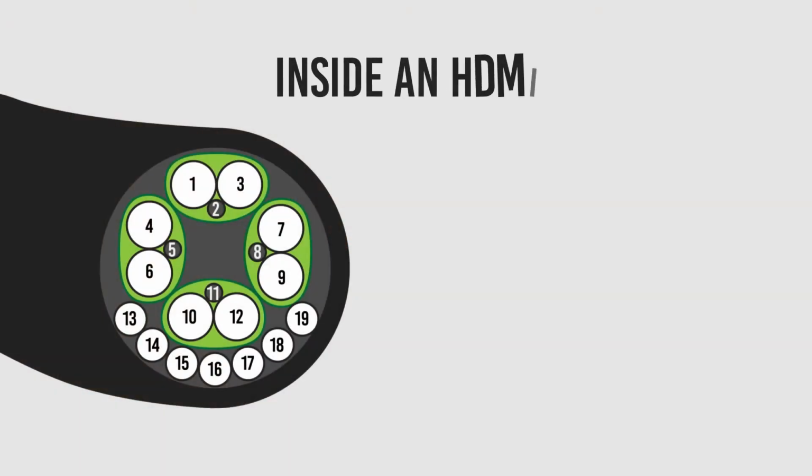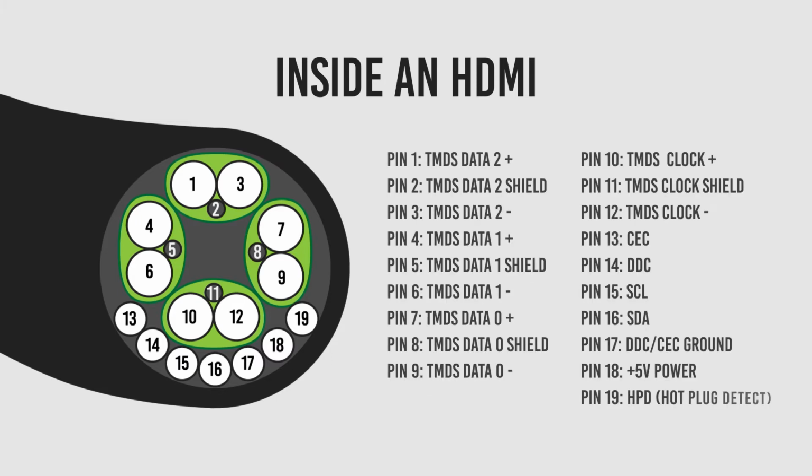Now, this is an HDMI cable where the end has been hacked off and we're looking at it through a sort of microscope type of view. You see pins 1 through 19 here, and it tells you exactly what each pin does. There are pins for clock, so the timing is right and the audio and video get there at the same time. Pin 13, for example, is CEC.